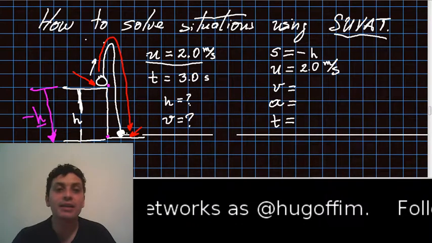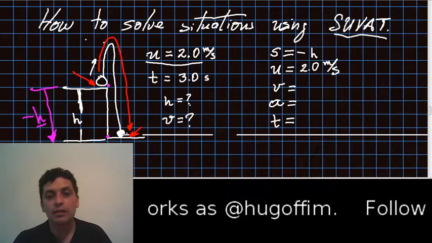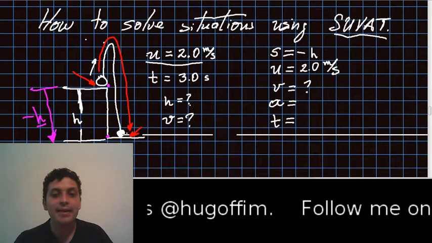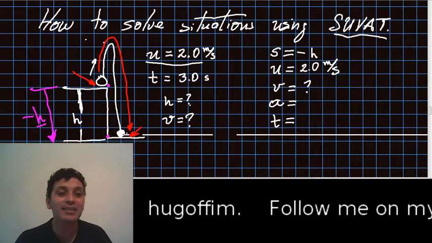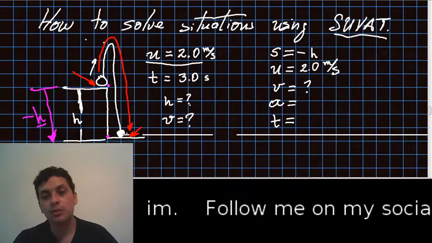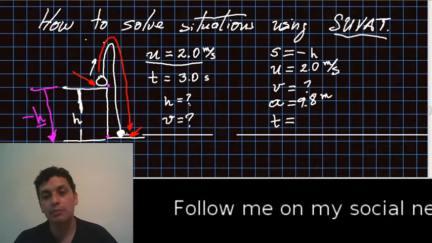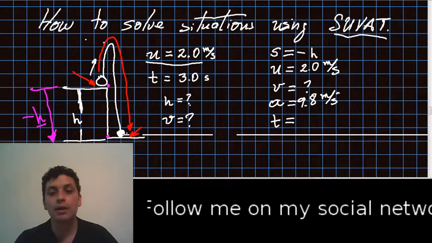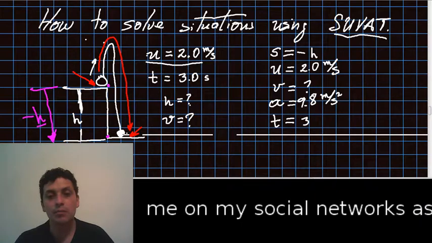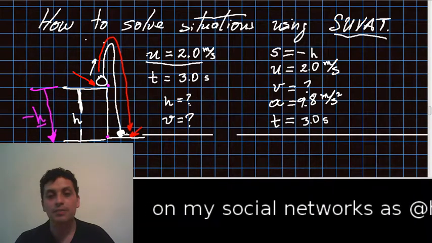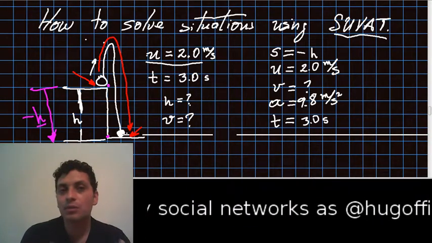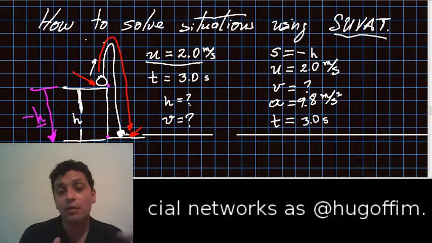V stands for final velocity, that is one of the things we wanted to know. A stands for the acceleration. In this case, it's motion under gravitational acceleration, so we're going to use 9.8 meters per second squared. And T stands for time, which will be 3.0 seconds. Now we have this information, and with it we're going to find out the unknown variables.